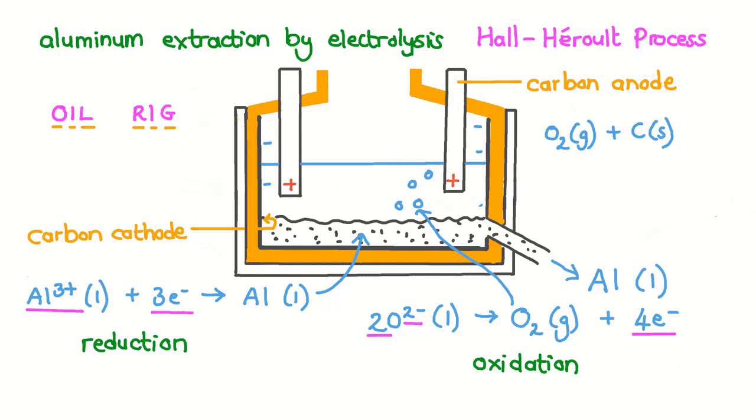Some of the oxygen reacts with the carbon at the anodes under these very high temperatures, and so fairly regularly the anodes need to be replaced as they begin to disintegrate.